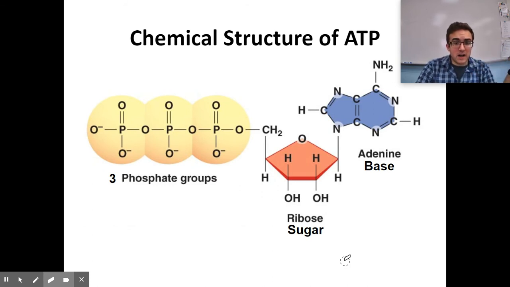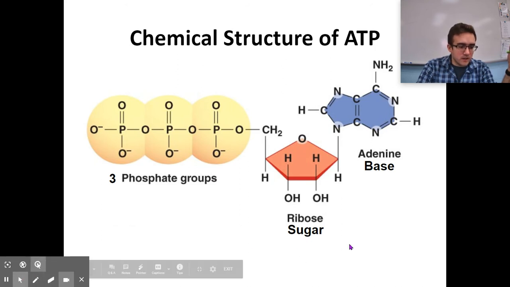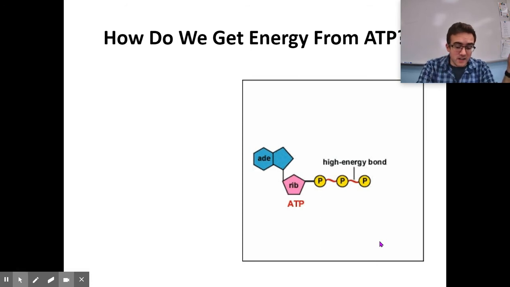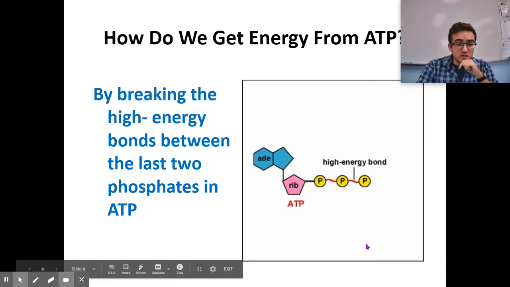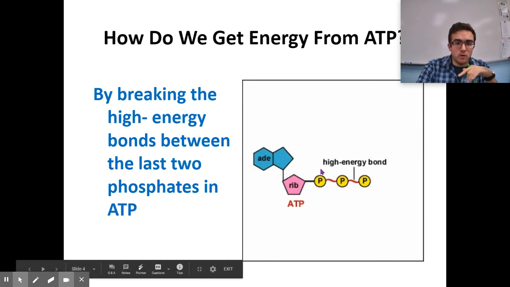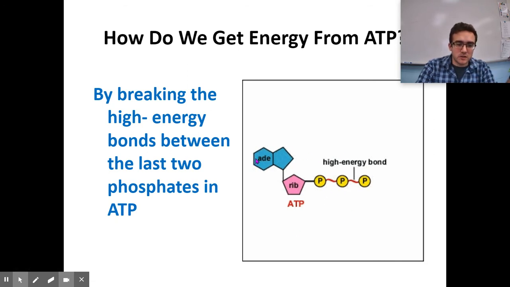So then let's talk about where this energy comes from. I have to change back here. With the ATP, the energy comes from this right here. We talked about bonding, right? This is the simplified version of what I just showed you. Here's our adenine base, our nitrogen base, ribose sugar, and then our 3 phosphate groups.